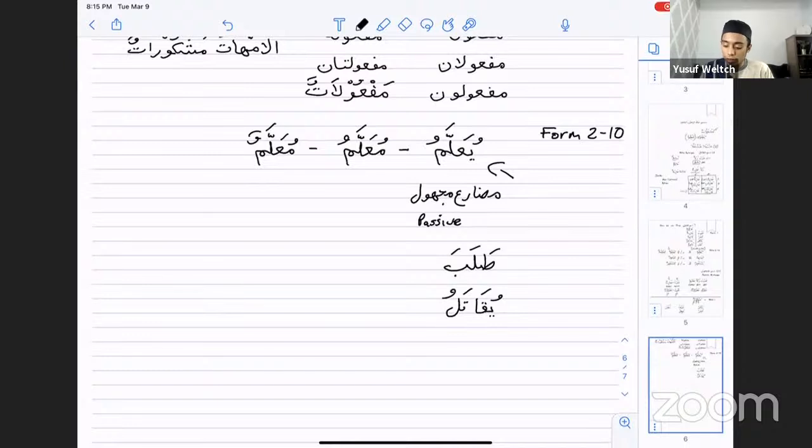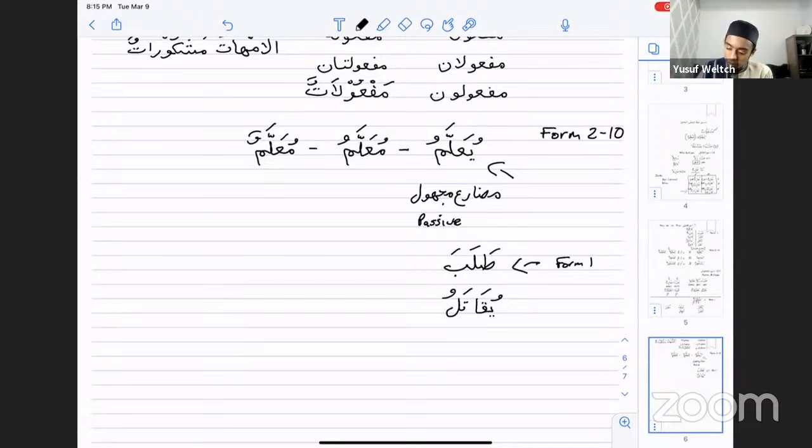How about the first word here? How do you make that into ismul maf'ul? مطلوب, matlubun. Very good. Why is it matlubun and not something else? Which form is it? Form 1. Good. So matlub is something that is being sought, an objective, your goal, your aim. That's why one of the meanings of La ilaha illallah is La matluba illallah, that there is no aim or objective except Allah.